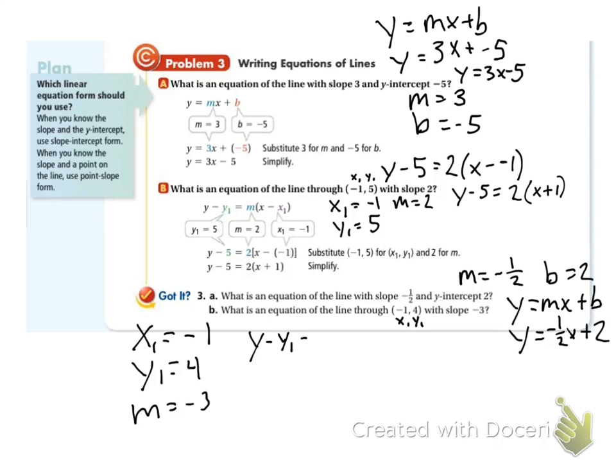So here's my general form. I'm going to go through and erase in here. Instead of y1, I'm going to plug in and put 4. Instead of my m, I'm going to plug in -3. And instead of my x1, I'm going to plug in -1. Again, I don't want to leave that as minus a negative, so I'm going to clean it up. Everything else stays the same, but those two negatives turn into a positive. And there's my equation.